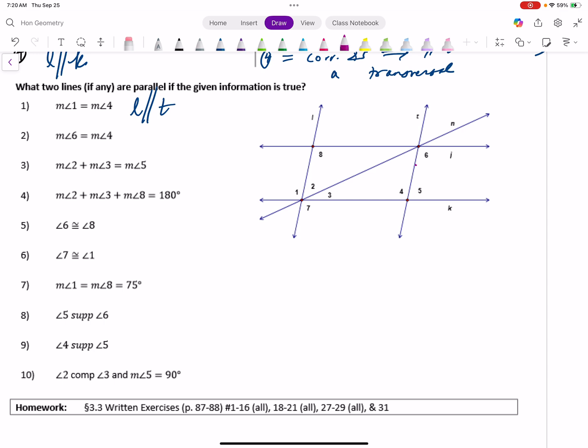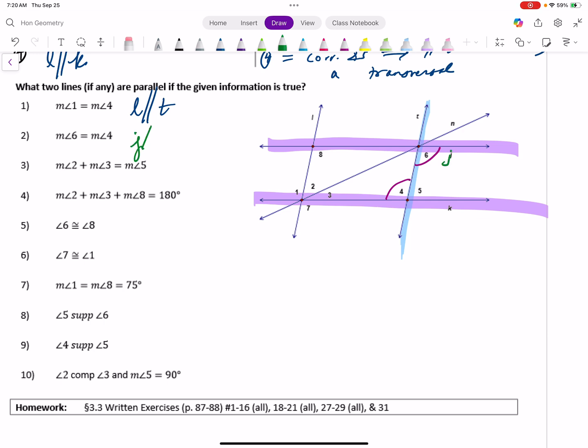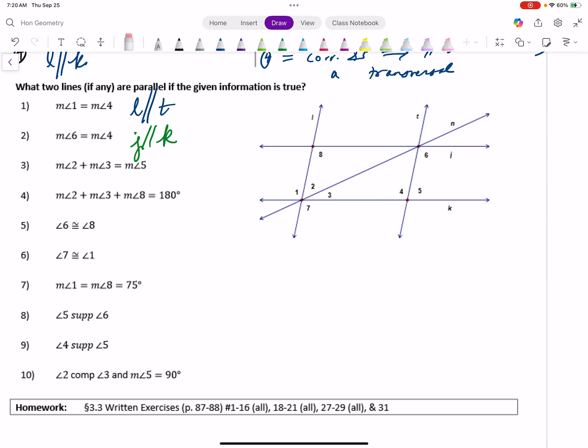So angle 6's measure is the same as angle 4's. So it's basically, can I create those two angles using two lines and a transversal? I sure can. Using those two lines and a transversal, 6 and 4 are alternate interiors. If alternate interiors are congruent, then the lines are parallel. So what is that, a J? I think it's a J. It looks weird. So J is parallel to K. Okay, all right, next up.